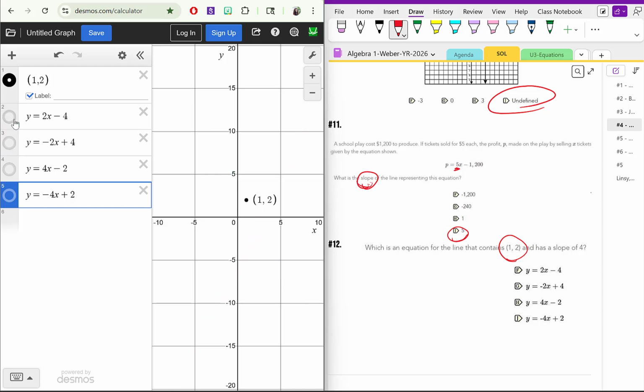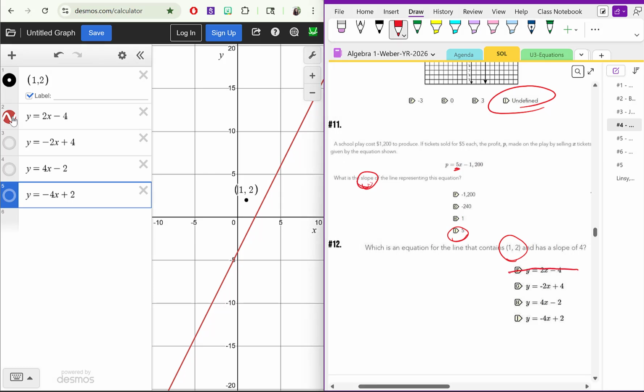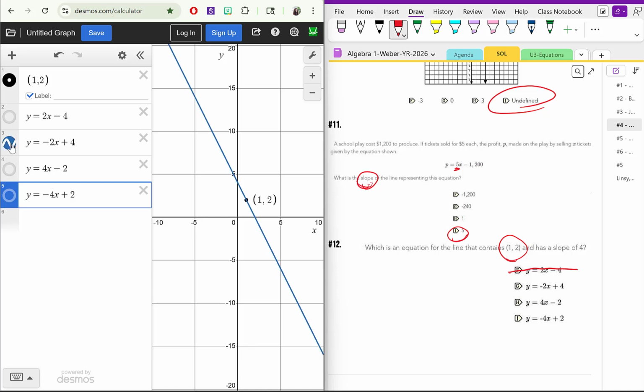Okay, so first we're going to go through and check which lines even touch that point, okay? So the first one doesn't, so I can eliminate it. Okay, let's read the next one. Okay, that one touches, good. About the third option, that one also touches, good. And then the last option does not touch that point, so we can eliminate it.